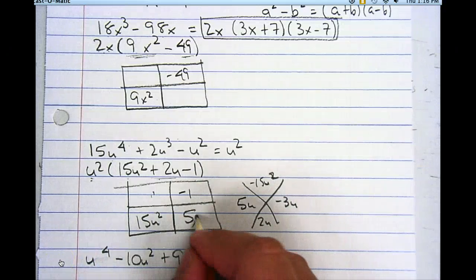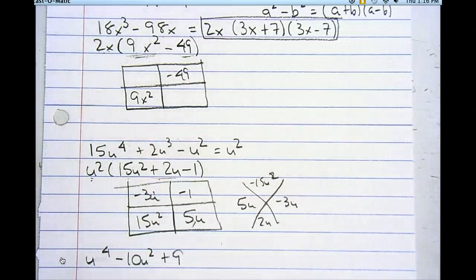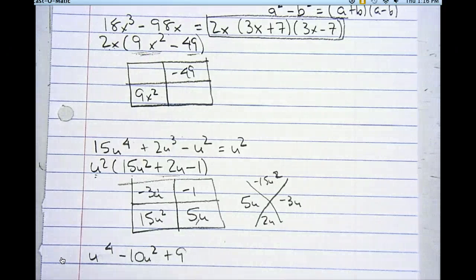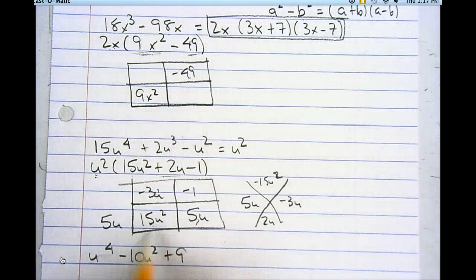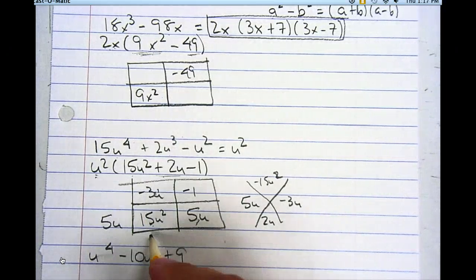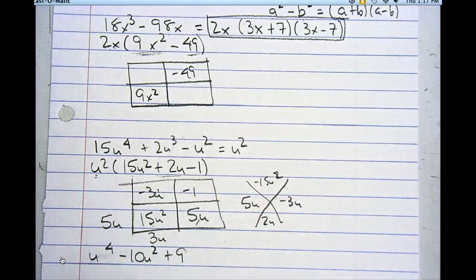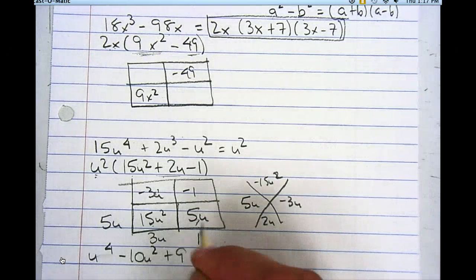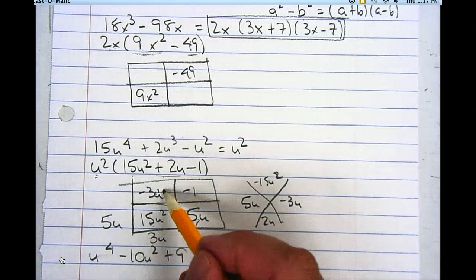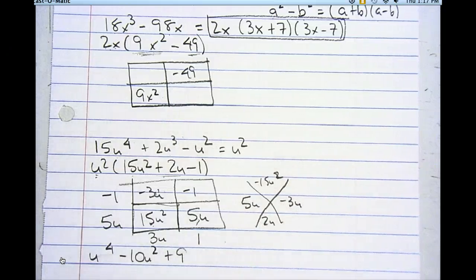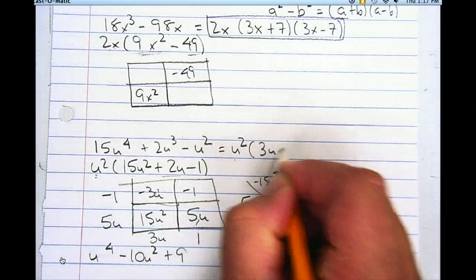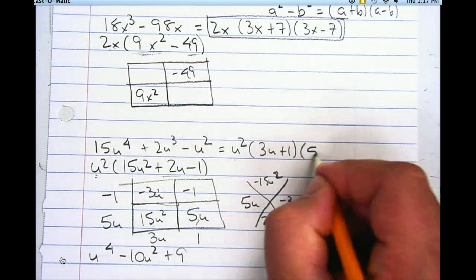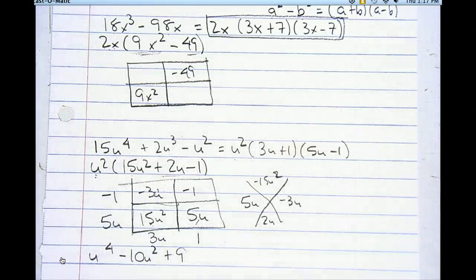So I'm going to put each of these into each of these boxes. Doesn't matter where, like I said. In this row, I can factor a 5u out. Well, if this length is 5u and my area is 15u squared, this has to be 3u. If this is 5u and the area is 5u, this has to be 1. If this is 3u and my area is negative 3u, this has to be negative 1. So to factor this completely, it's going to be u squared times 3u plus 1 times 5u minus 1.